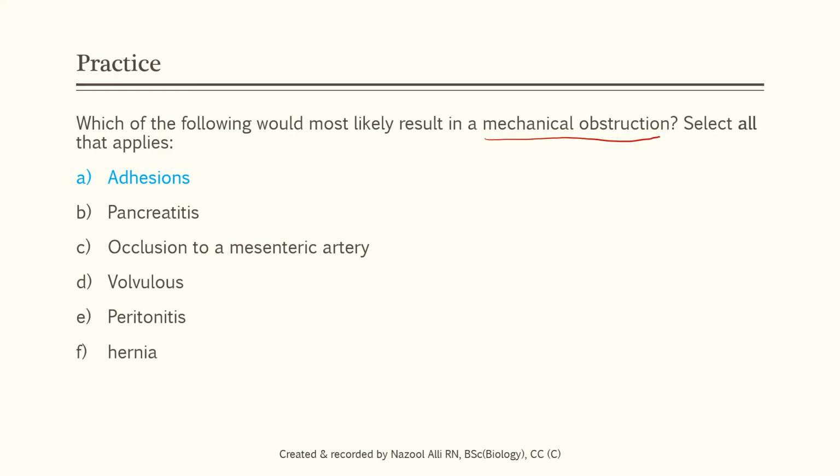Volvulus, which is a twisting of the bowel, allows for a mechanical obstruction to occur. Peritonitis, again, inflammation within the peritoneal cavity, will result in a non-mechanical or functional obstruction. And lastly, a hernia, where the bowels are trapped either in the inguinal canal or the abdominal muscle, will definitely lead to a mechanical obstruction. So when it says select all that apply, your answers would include A, D, and F.